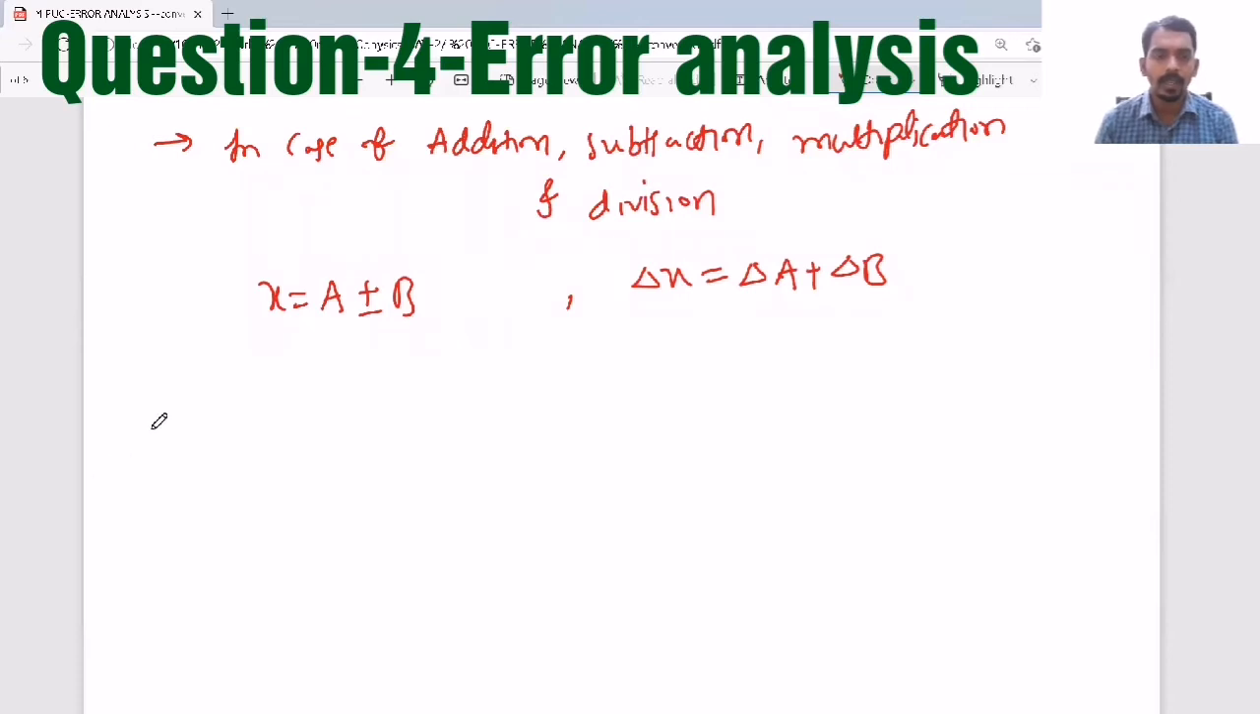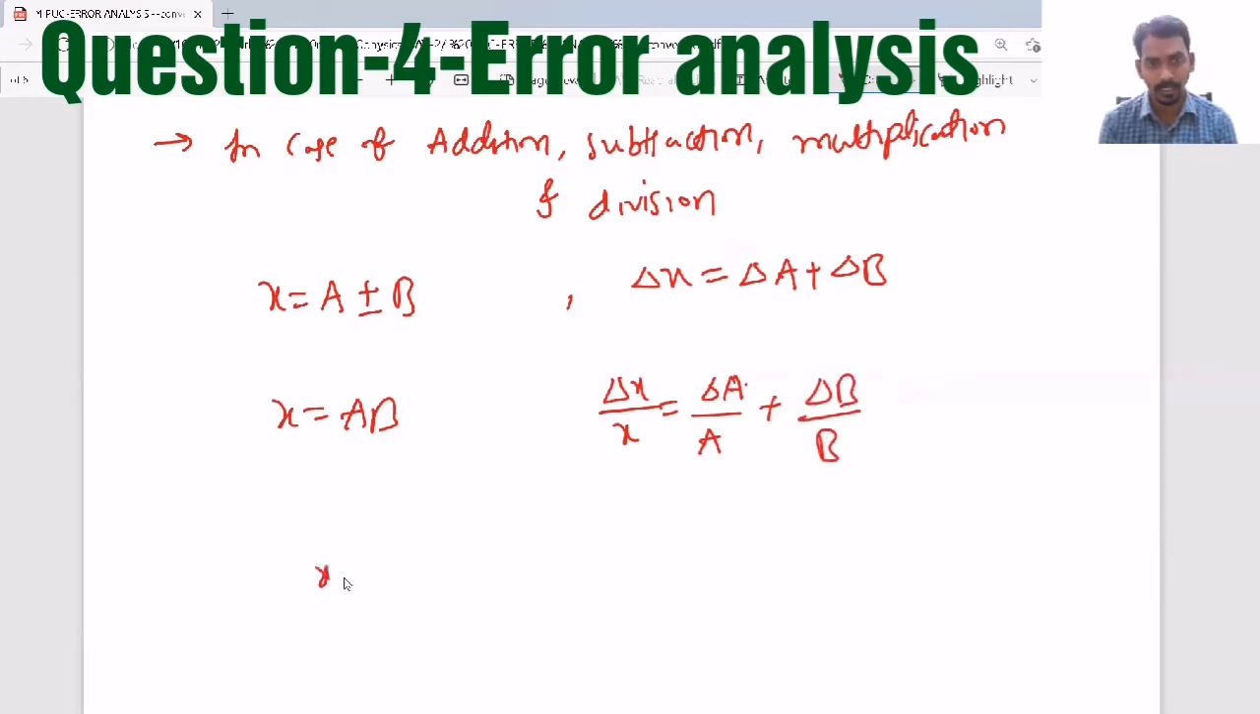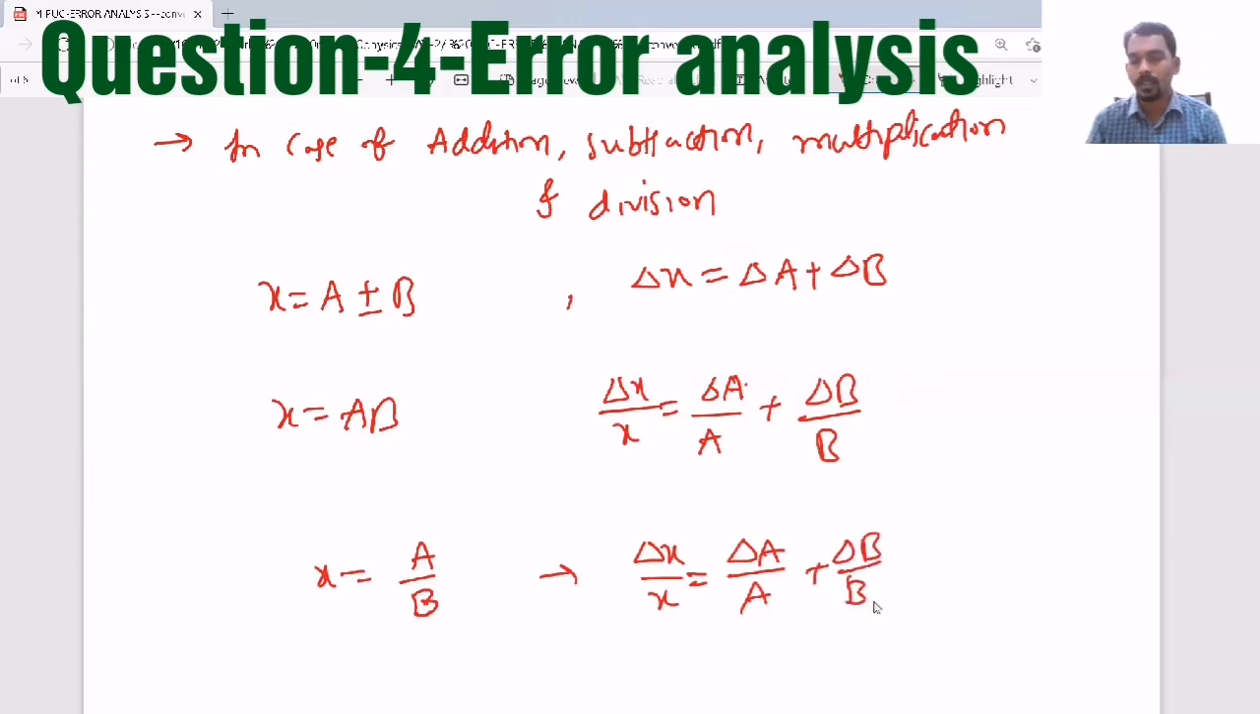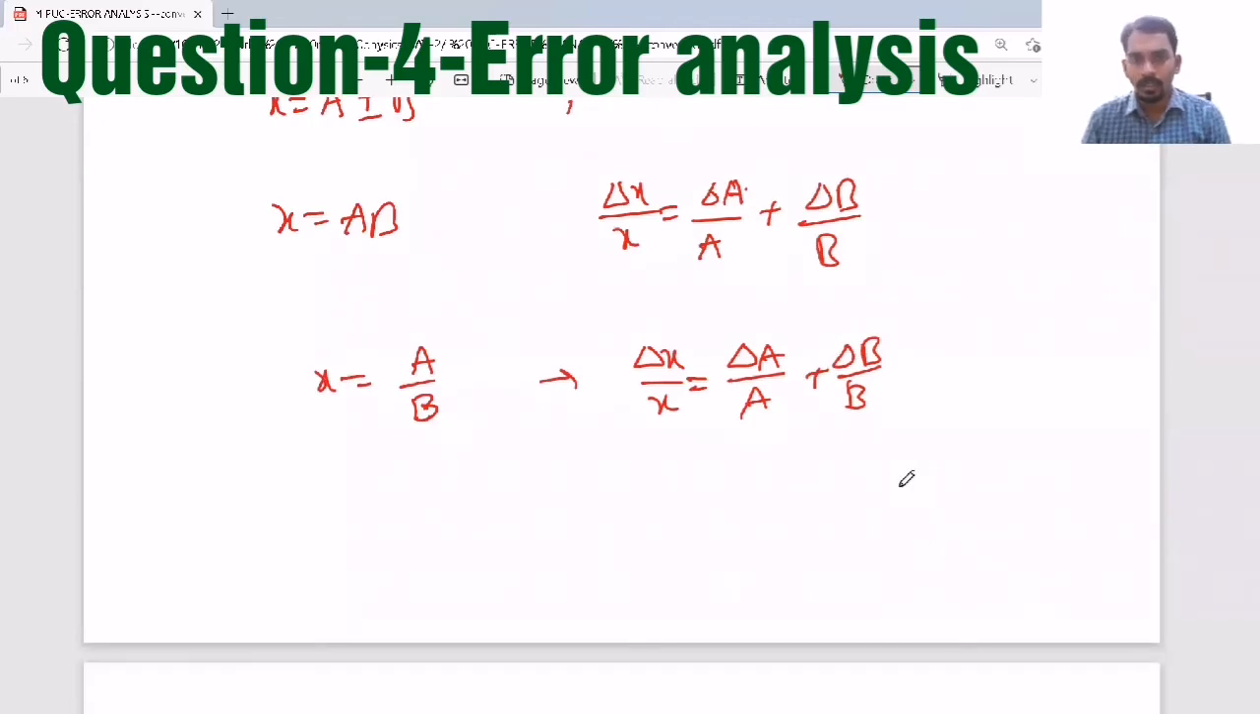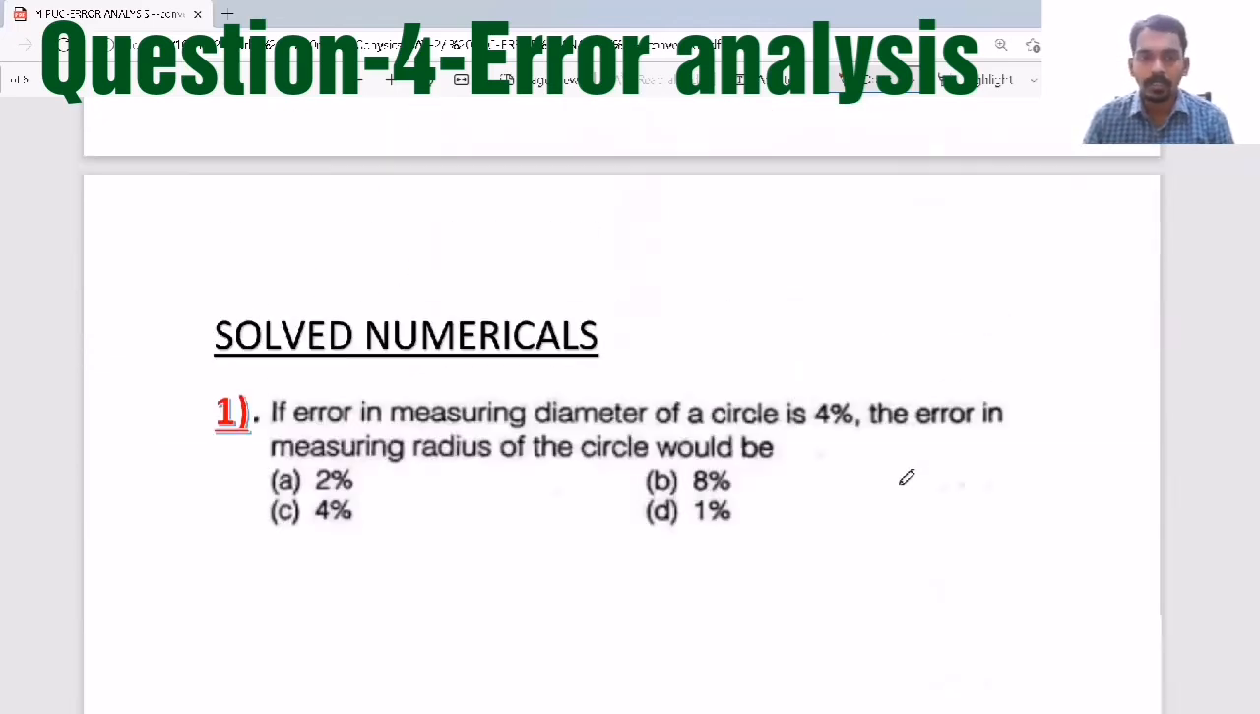And in a similar way, when x is a into b, then delta x by x equals delta a by a plus delta b by b. Similarly, when x is a by b, then also the same formula, delta x by x equals delta a by a plus delta b by b. So based on all these things, they can ask questions. Let's see examples so that you will understand better.